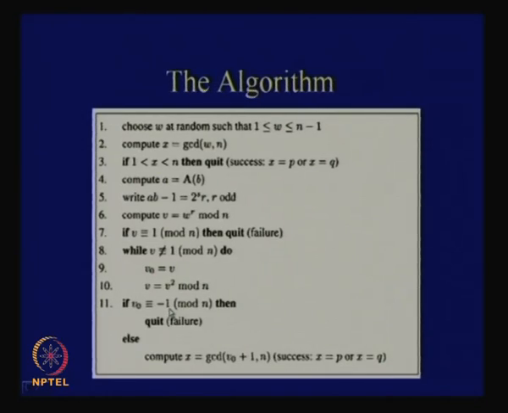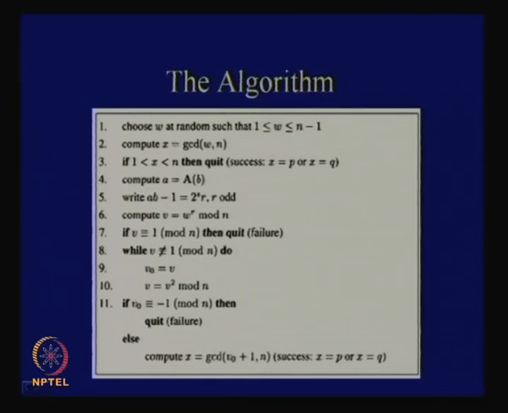If v naught is equal to minus 1, then that is also a failure. But if v naught is not equal to minus 1, then v naught is neither plus 1 nor minus 1, but v naught square is equal to 1. So v naught is a non-trivial square root of 1. And therefore we do the previous thing, that is, we take v naught plus 1 and compute the GCD with n, and that should give me one factor of n. This is how the algorithm works.